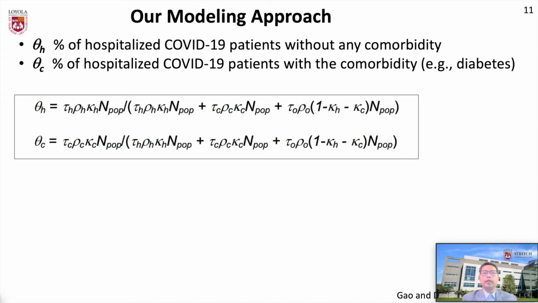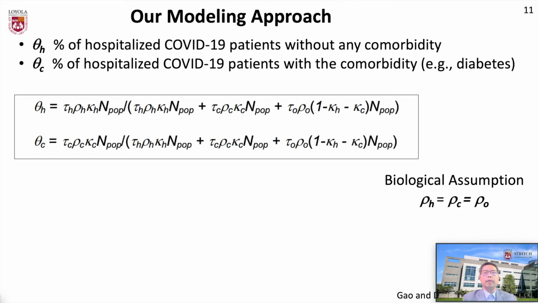Then, using the expected number of the three categories of hospitalized patients I introduced in the previous slides, we can express theta H and theta C with these two equations, which are essentially the expected number of hospitalized patients in each category divided by the total expected number of hospitalized patients. Then we can see that the population size npop can be cancelled from both the numerators and the denominators in these two equations. And we can also cancel those rows if we make one biological assumption.